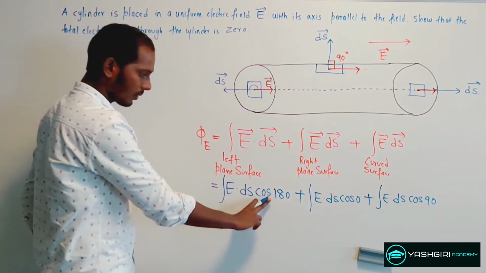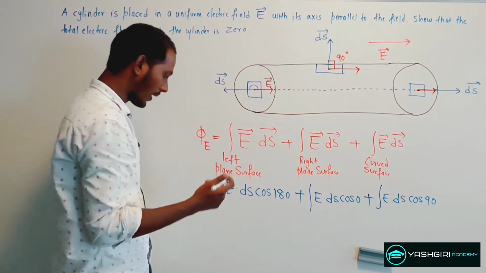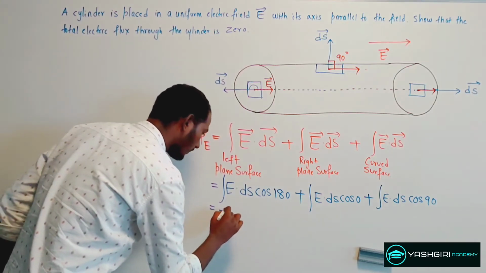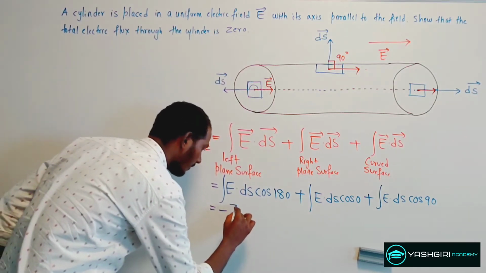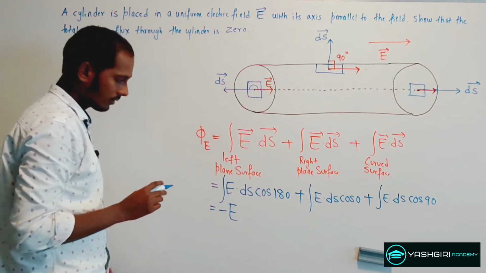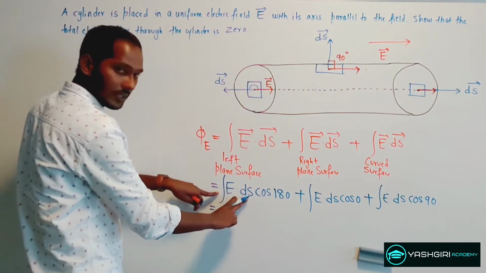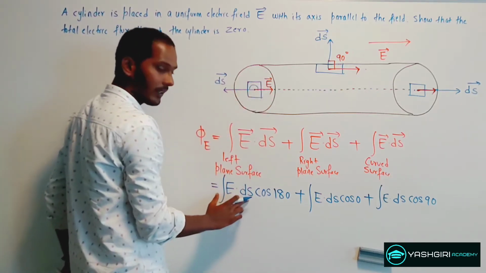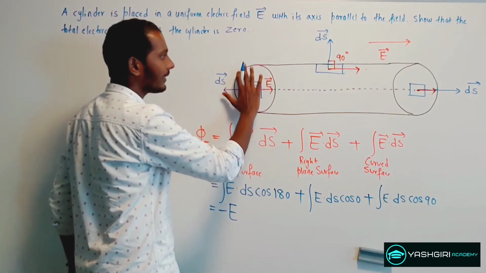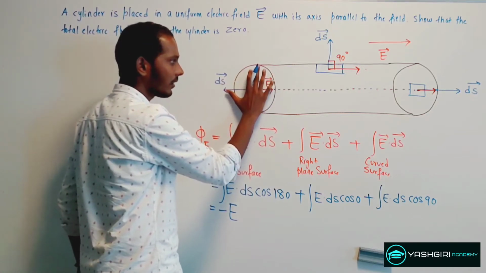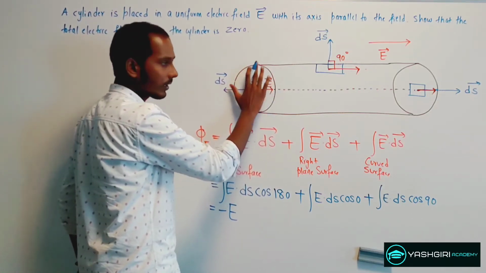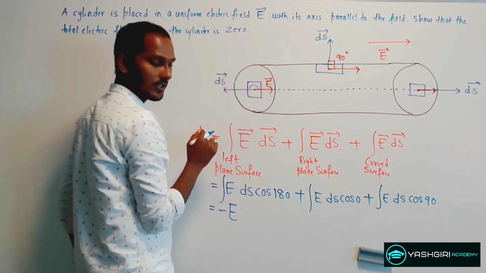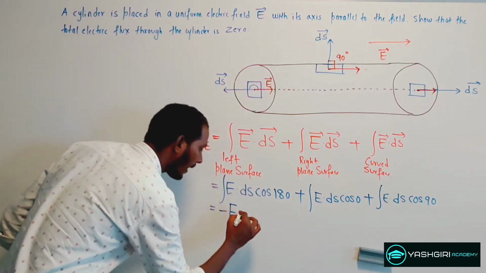Cos of 180 is -1, so I can write it as minus E times the integral of ds, and this is for a very small area element. Now the integral of ds means I am interested in the entire surface area of this, and this is a circular plane, and the area of this circular plane is nothing but pi r square.